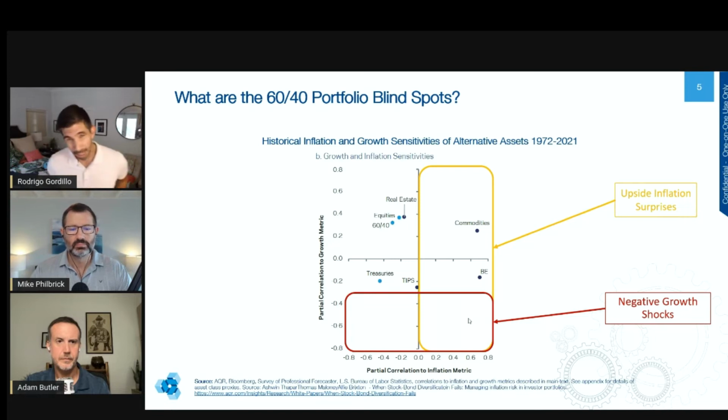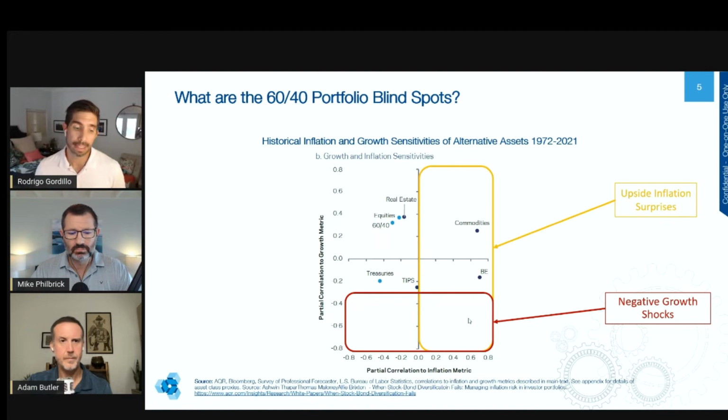So the big blind spots clearly right now: when you see a period of inflation volatility, you see a lot of dislocations, right? First of all, one of them is inflation, and therefore a possible solution might be commodities. You see here that commodities are the only thing in the top right quadrant that can protect or offset some of the losses here from 60-40.